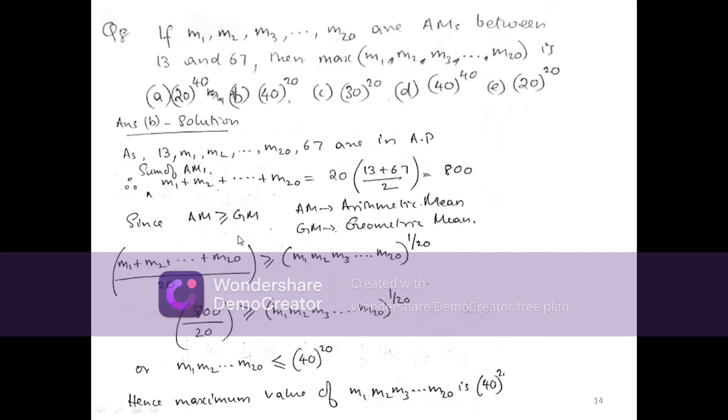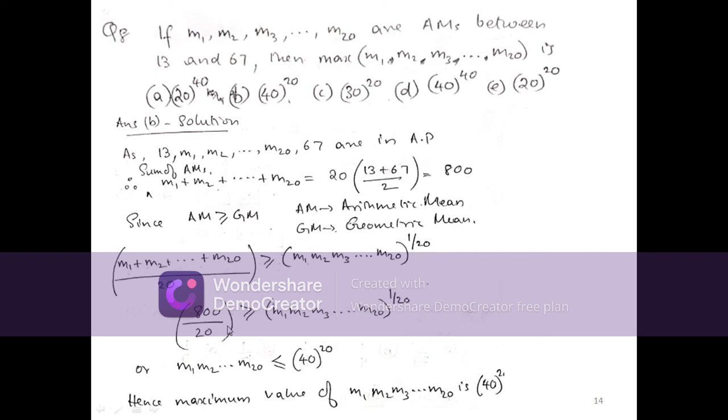Since the arithmetic mean is greater than the geometric mean, you also have to keep that in mind. Always the arithmetic mean is greater than the geometric mean. So m1 plus m2 up to m20 by 20, that is the arithmetic mean of these 20 terms, is greater than or equal to m1 into m2 into m3 up to m20 whole raised to 1 by 20. So there are 20 terms.